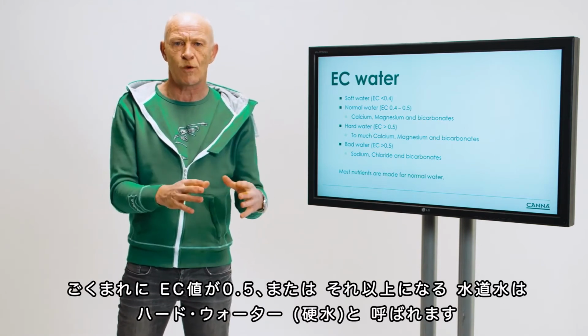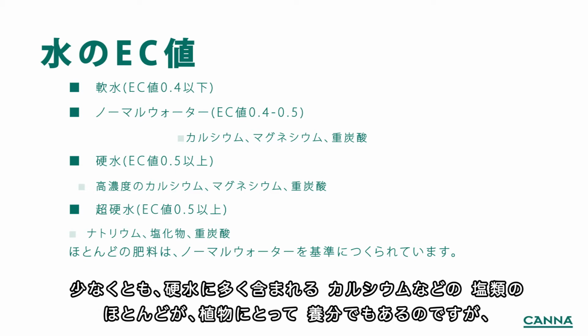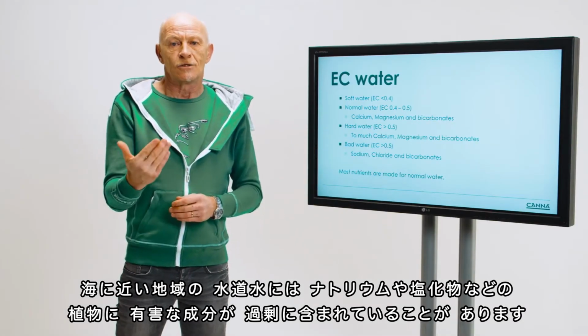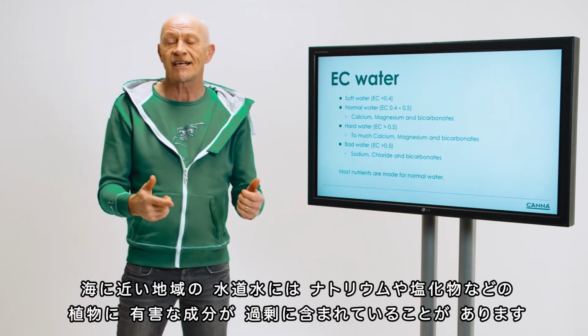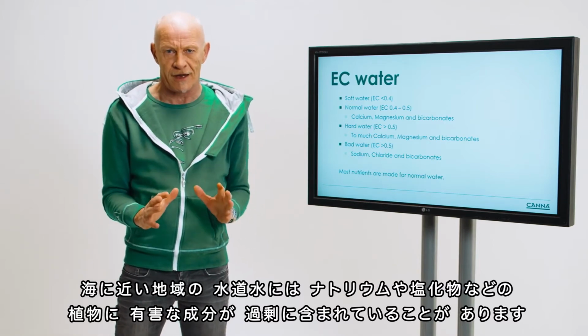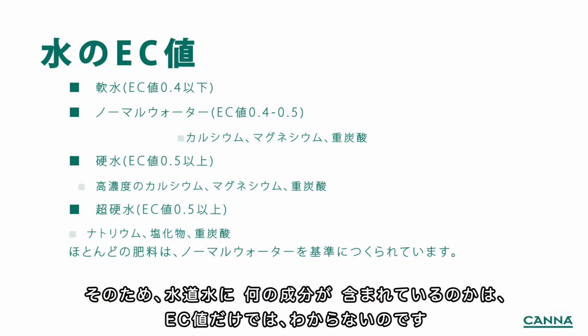In some cases the tap water has too much of these good elements. We call it hard water. It has an EC of 0.5 or even higher. Although the elements which are in it are positive, it is too much. In some areas, often close to the ocean or sea, the water can contain, instead of calcium, sodium or chlorides, which are toxic elements for the plant. So the EC itself, that it is high, doesn't tell you the quality of the tap water.